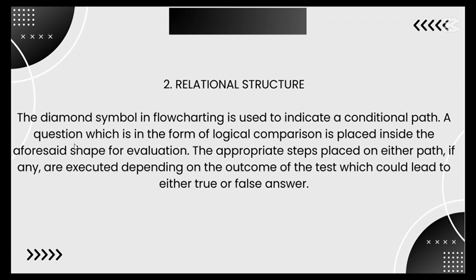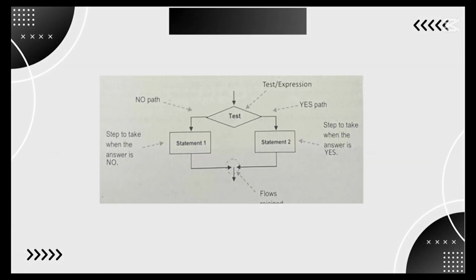The diamond symbol in a flowchart is used to indicate a conditional fact. A question in the form of a logical comparison is placed inside a diamond shape, and the steps are placed in either path. Either is executed depending on the outcome of the test, which could lead to either a true or false answer. So that is the relational structure: test expression, yes path, step to take when the answer is yes. So there is a statement, then close. Step to take when the answer is no. So statement 1, statement 2.